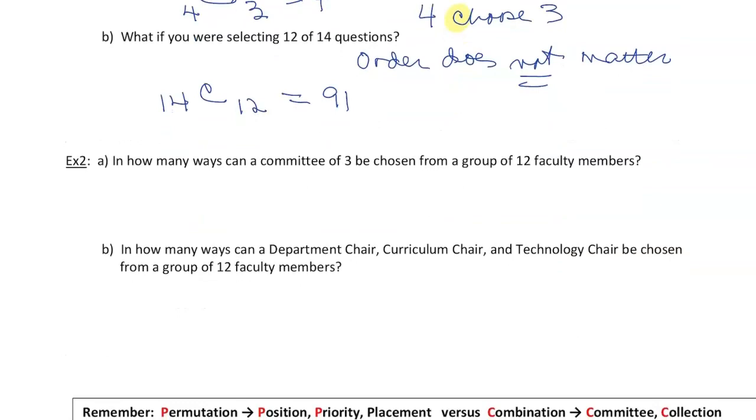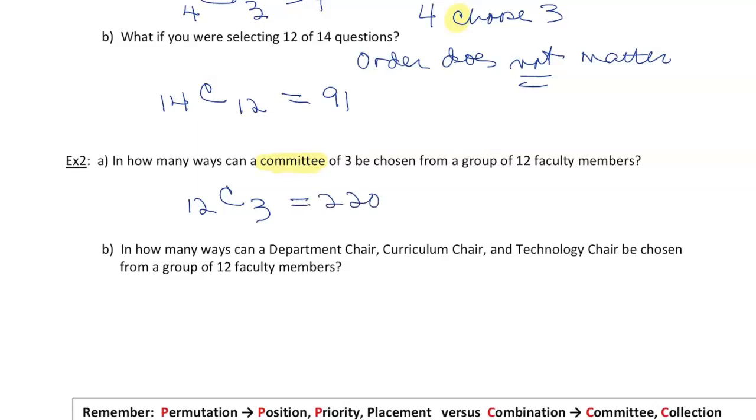Okay, next example. In how many ways can a committee of 3 be chosen from a group of 12? When you see the word committee, I want you to think combination. Nobody has a special role. They're just in a group. So I have 12, and I'm going to choose 3. In the calculator again, my sample size is 12, and my selection group is just 3.